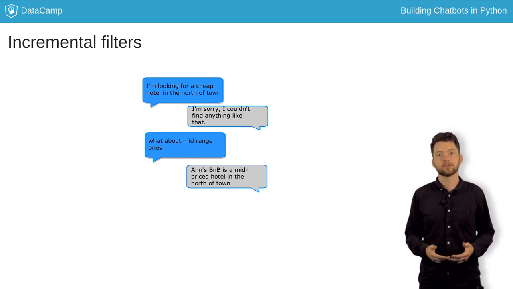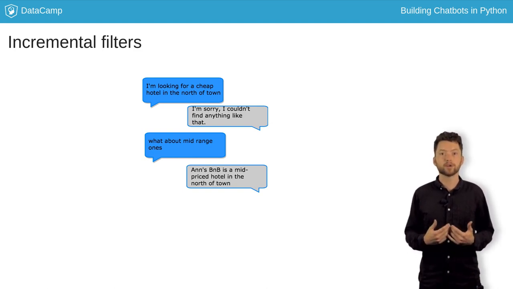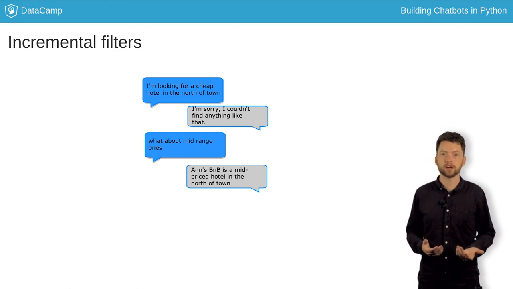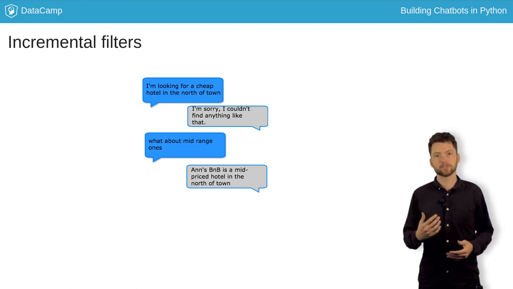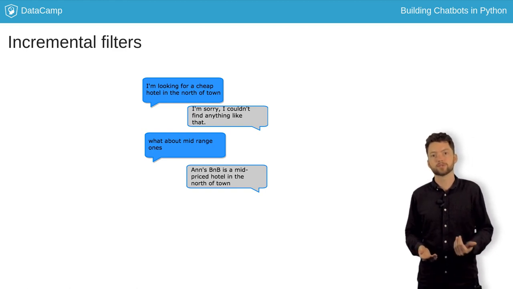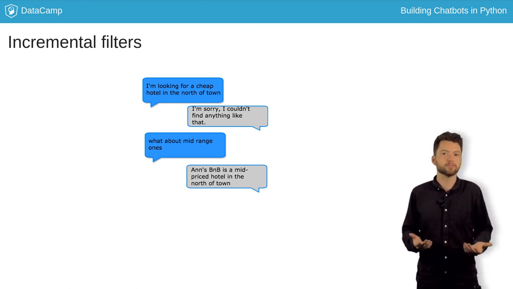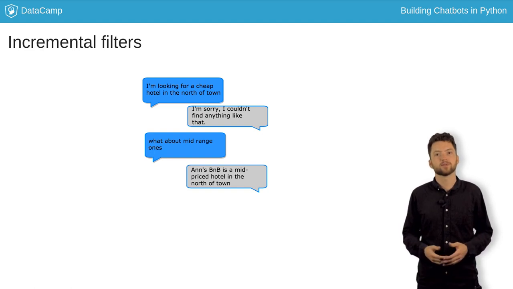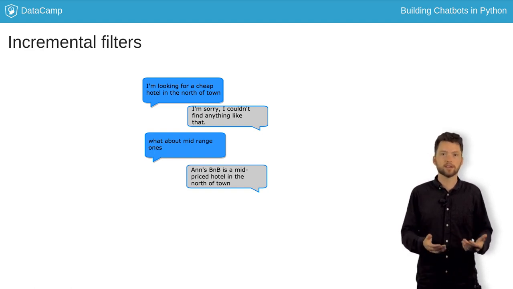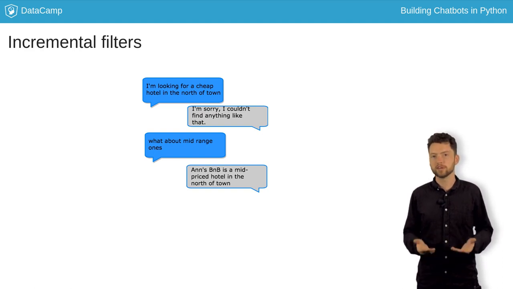Here's an example. The user says, "I'm looking for a cheap hotel in the north of town." The bot responds and says, "I'm sorry, but I couldn't find anything like that." The user responds with, "Okay, well, what about mid-range ones?" The bot then responds with, "Here is a mid-priced hotel in the north of town." It would be annoying for your user if they had to specify the northern part of town again in the second message. So how do we do this?